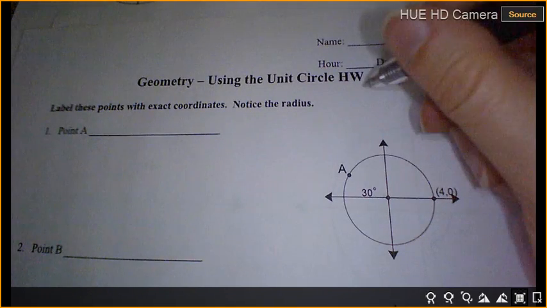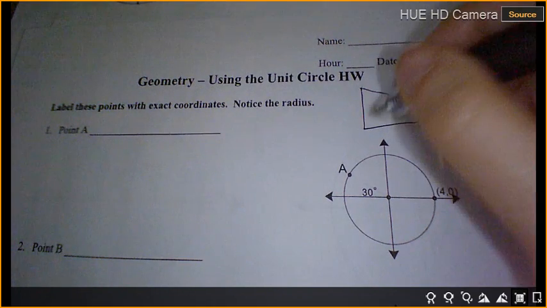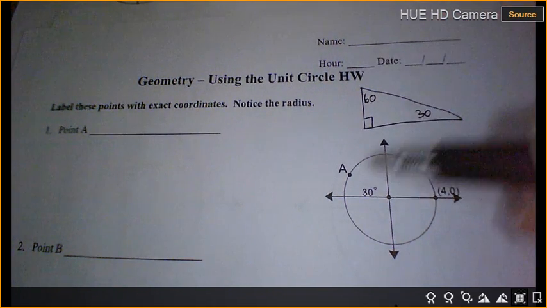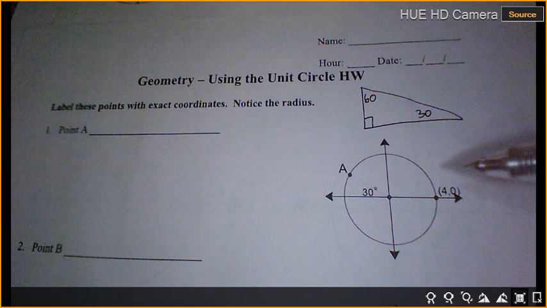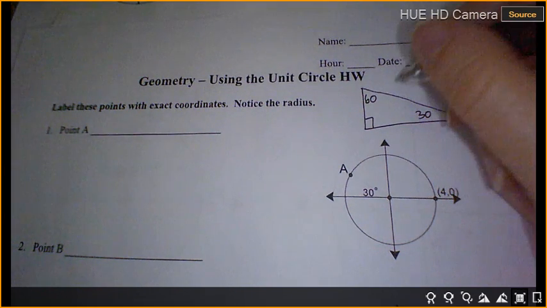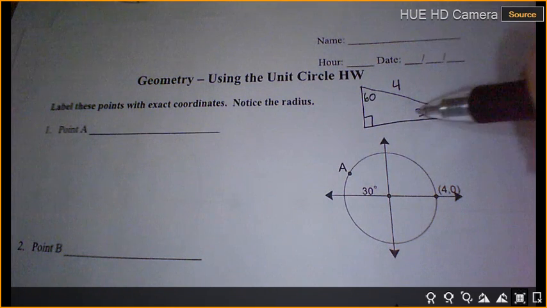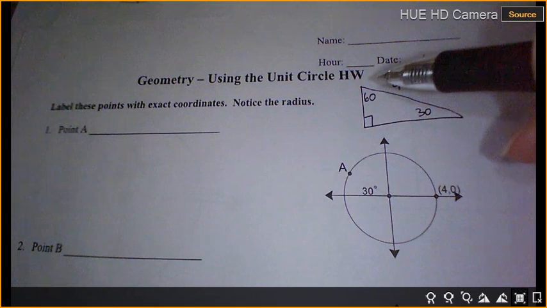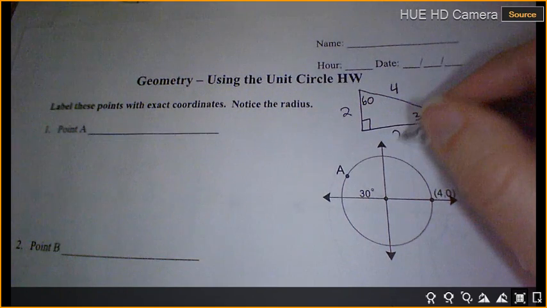So we're going to redraw this 30, 60, 90 triangle here, knowing that the hypotenuse is what length? If the radius is 4, it's 4, yep. Okay, so what is across from 30 then going to be? Across from 30 is going to be 2, good. And then across from 60 is going to be 2 root 3.